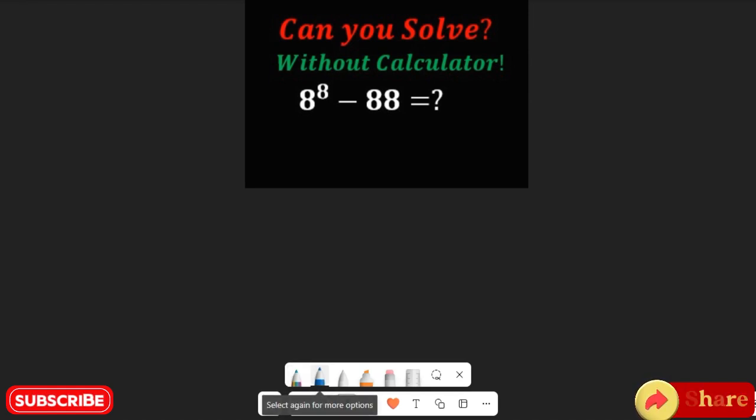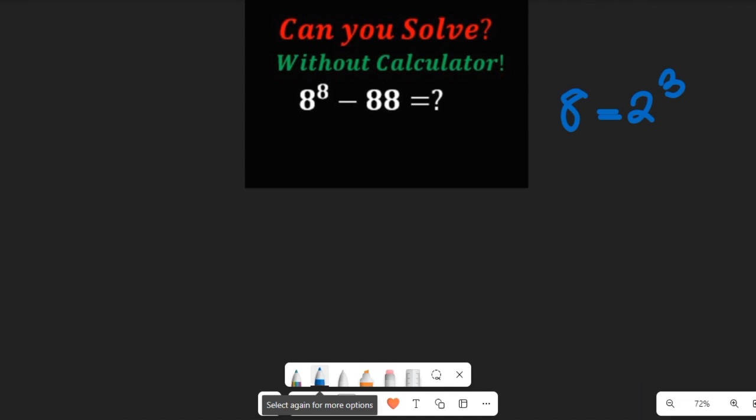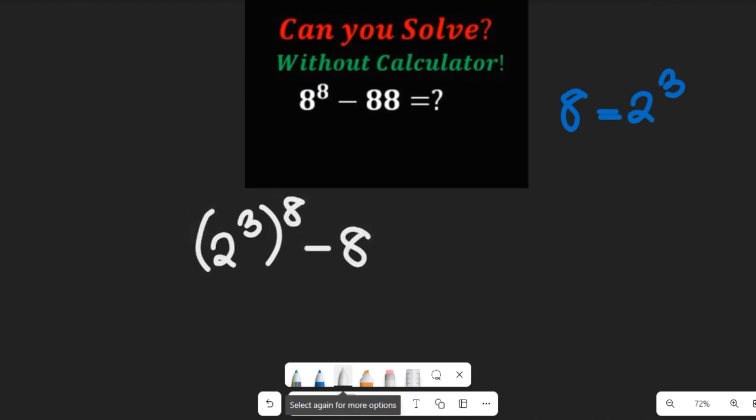Now, in the use of algebraic expressions, I want you to note one thing, that I can break up 8 to be equal to 2 to the power of 3, right? 8 can be equal to 2 to the power of 3. So with that in mind, that expression will now give me (2 to the power of 3) all to the power of 8 minus 88, and this will give me what result?